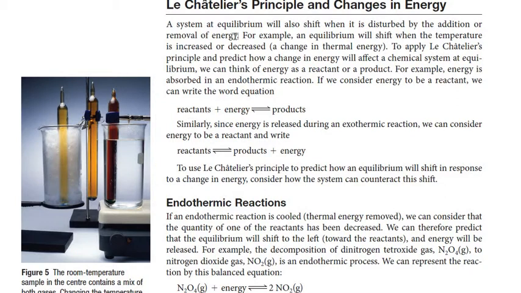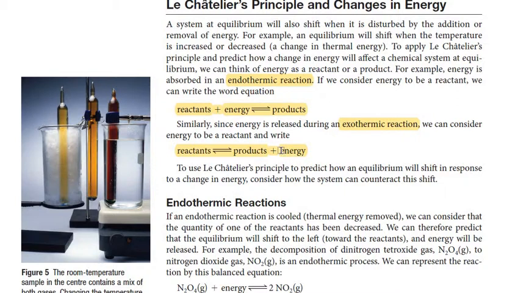So whenever we have an endothermic reaction, we can write the reaction like that. Energy is going to be one of the reactants when we are talking about endothermic reactions. Similarly, since energy is released during an exothermic reaction, we consider energy to be a product and write like that. So whenever we have an endothermic reaction, energy is going to be one of the reactants, and whenever we have an exothermic reaction, since energy is released, energy is going to be one of the products.